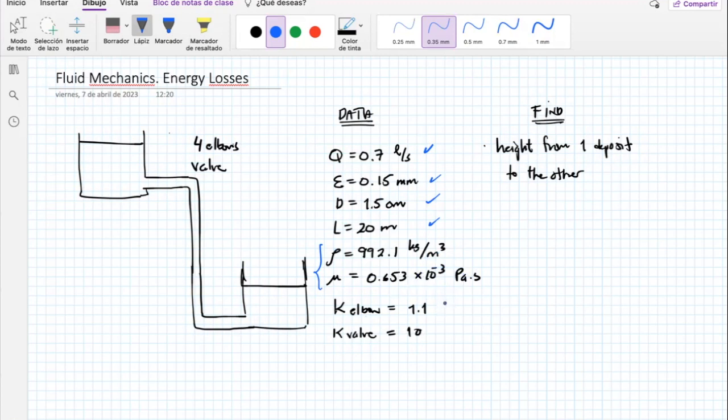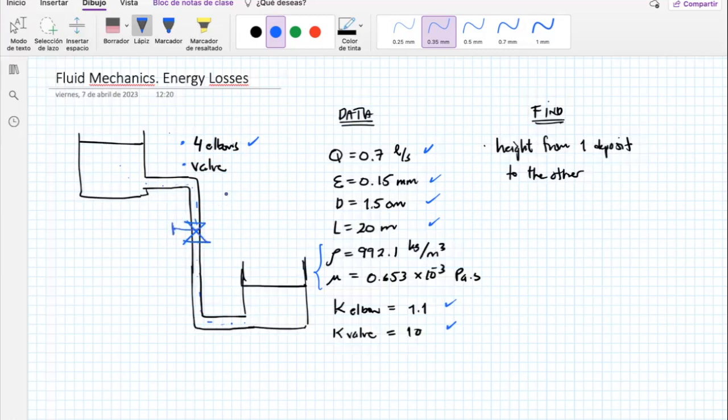And then you have these loss coefficients for the accessories. There are 4 elbows in this trajectory from here to down here. You have two things to consider. One of them is the elbows. There are four elbows, and there's a valve. Somewhere in this trajectory, you have a valve.